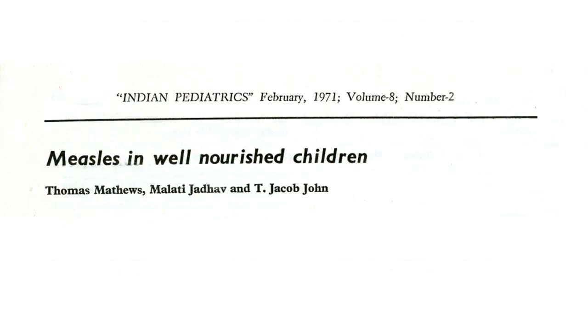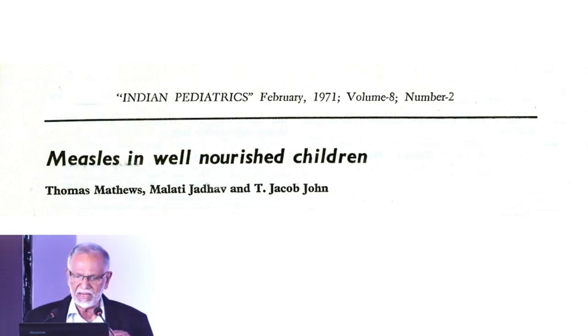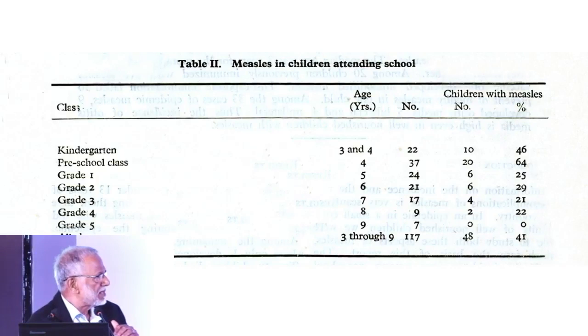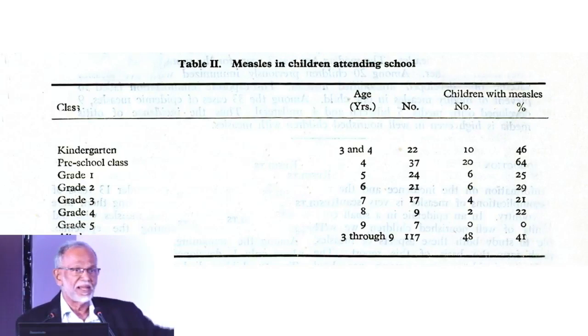Measles used to occur, in a 1971 paper, in well-nourished children. This is our campus school. I want to illustrate the fact that it's essentially a young child disease. Secondly, that the age is saturated by grade 5, that is 10-year-old children, no more measles. Everybody had been infected prior to that. Of course, no mortality in this area.